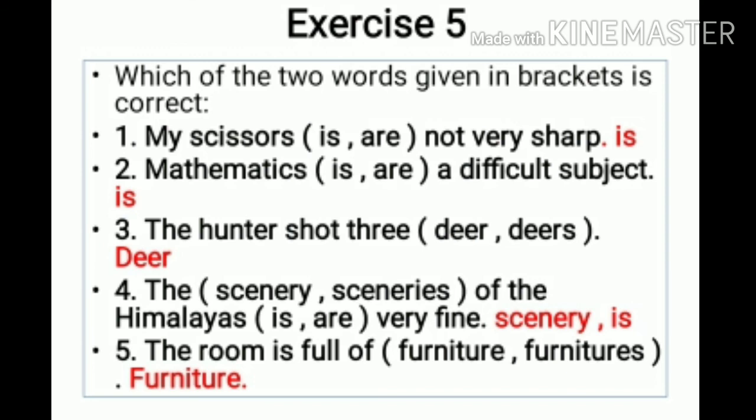Fifth, the room is full of furniture or furnitures. So it will be only furniture. Furniture is never written with an S. Singular is also furniture and plural also is furniture.